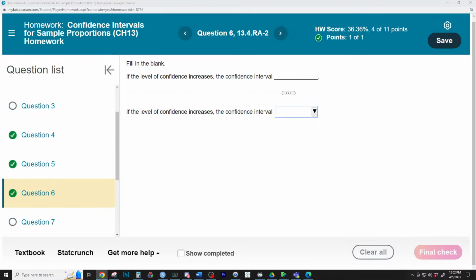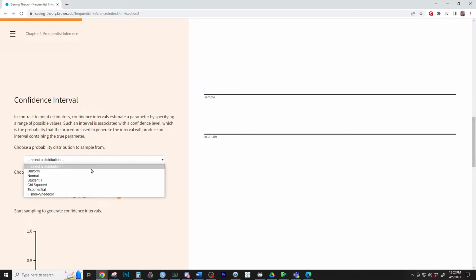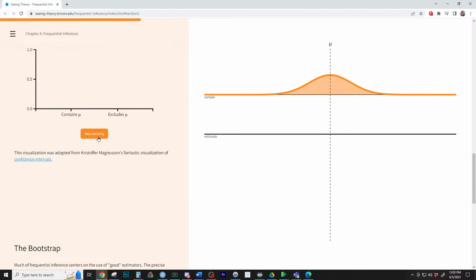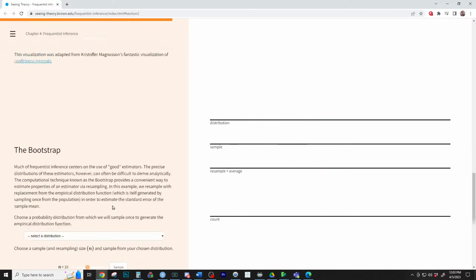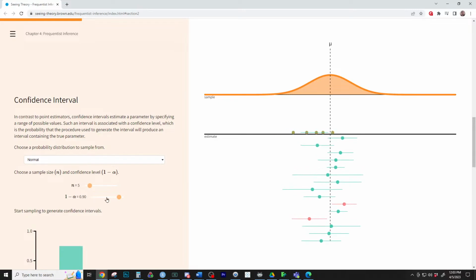So here's the confidence interval demo. Perfect. I need to show this in class today too, probably. And so here we go. We'll just use the normal right here. And let's start sampling. So the truth is this value right here, and that's mu. And if you notice, the green ones contain the truth and the red ones do not contain it. So we are creating right here, we don't want to do bootstrap intervals, we're creating 90% confidence intervals.